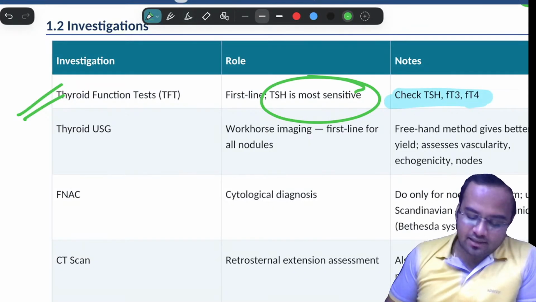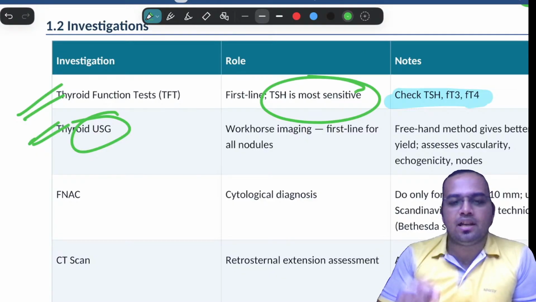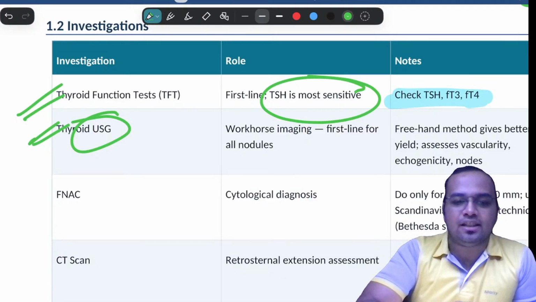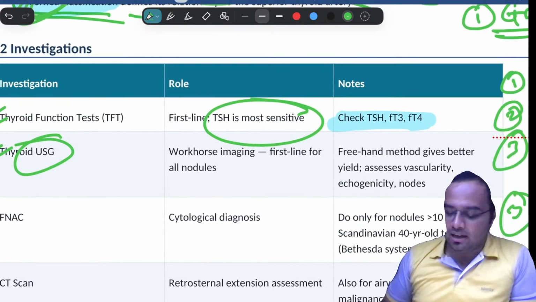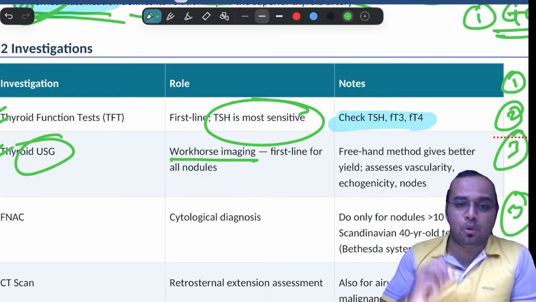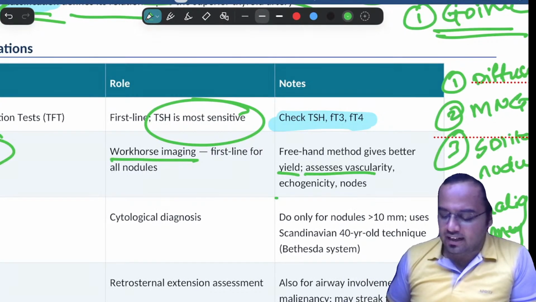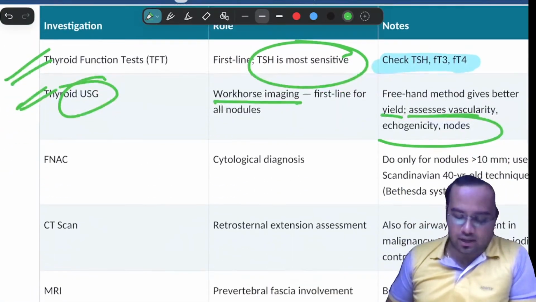What are the other investigations you are going to do? A thyroid USG. So USG में क्या पता चलेगा? So any swelling in the USG, they are going to tell you about the size of the nodule, and after knowing the size of the nodule, you are going to tell about the high risk features. So it is very much important. So it is the workhorse imaging. Bailey states that it is the workhorse imaging. So it is a freehand method, gives better yield, access to vascularity, echogenicity and nodes. How to go for the approach to thyroid swelling we are going to just talk in a while.